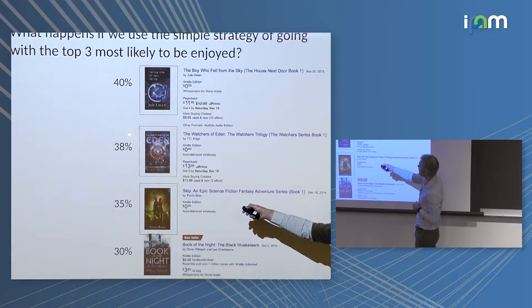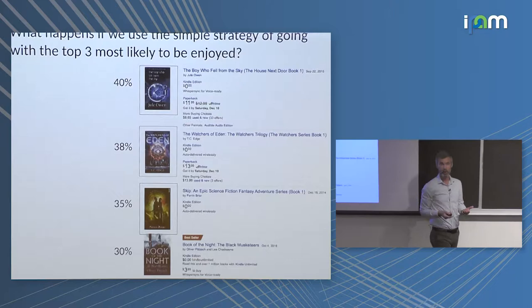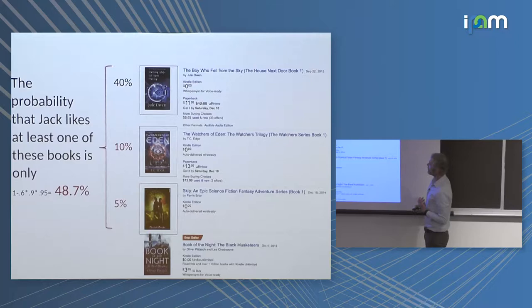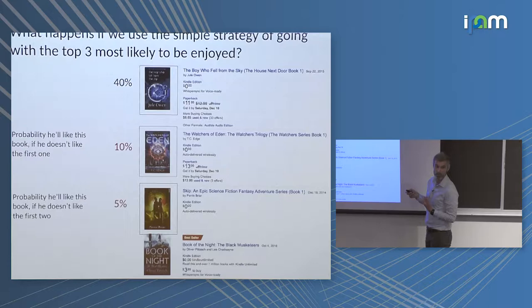So then let's say that I use the method of ranking my predictions by probability of being a hit, probability of being positive, and then recommend the top three. If you want to calculate the probability that he's going to like at least one of these books, one way to do that calculation is first you think about adding this to the set of recommended items. And we're going to calculate as we go the probability that he won't like any of the items in the recommended set. So I'm adding one that has a 60% chance of not being liked.